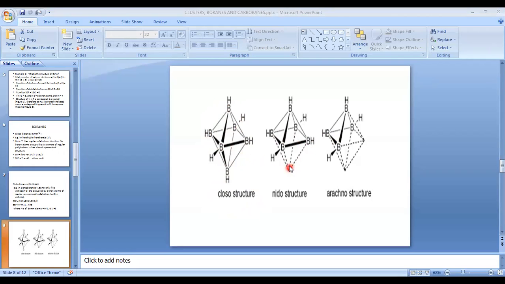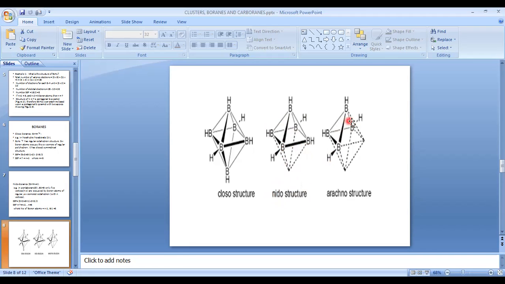So here, out of 6 vertices, only how many boron atoms are occupied? 5. Just now we have seen the last example. In that last example, n is equal to 6. So n is equal to the number of vertices, but how many boron atoms do we have? 5. That means n minus 1. So that equals 5. So at that time the structure of that borane is nido.